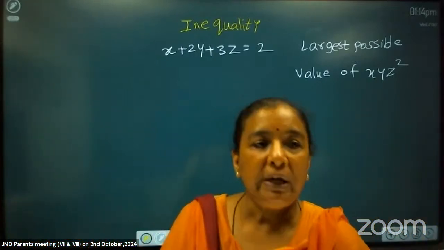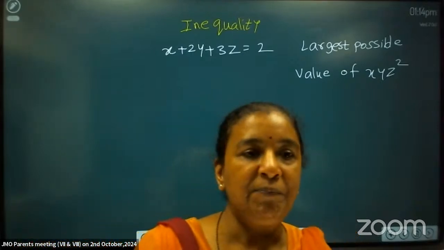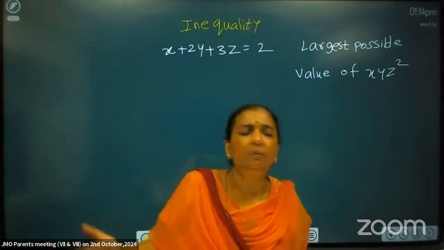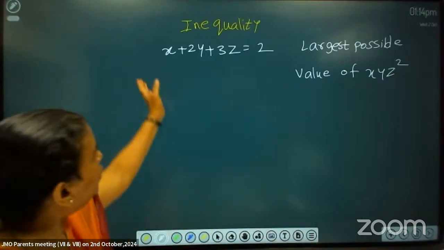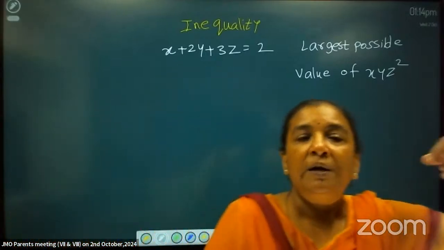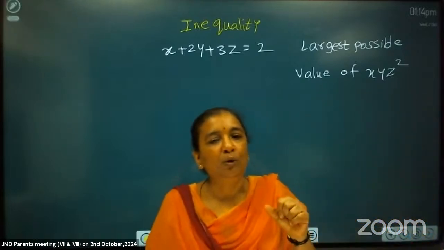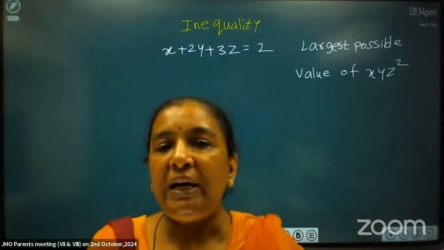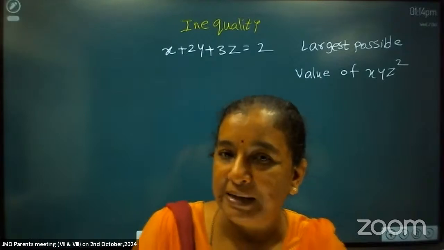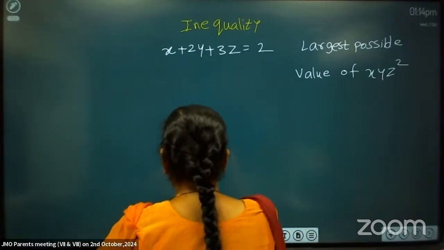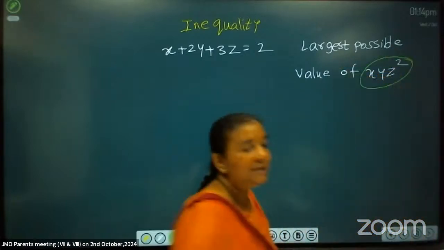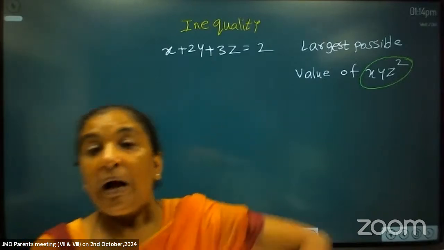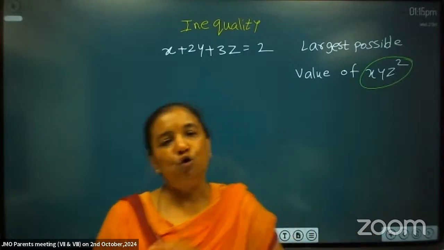Now, someone who is not conversant with inequality or arithmetic mean and geometric mean will say, oh, it's not possible to find the values because there is only one equation. There are three unknowns, so it is impossible that I will find out the values of x, y, and z. But here, without calculating the individual values of x, y, and z, I can find out the largest possible value of x, y, z square. Okay. So here we use inequality along with arithmetic mean and geometric mean.